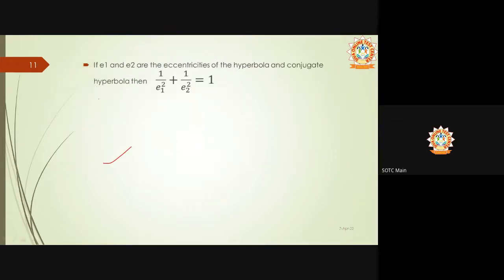Now try to see what the conjugate hyperbola is. If E1 and E2 are the eccentricities of a hyperbola and its conjugate hyperbola, then the relation is 1 by E1 square plus 1 by E2 square is equal to 1. So the question he asks: if the eccentricity of a hyperbola is, let us suppose, √2, then find the eccentricity of its conjugate hyperbola. So here one value is known, finding the other value is easy, right? And one more thing, a major question asked is: what is the eccentricity of the rectangular hyperbola?